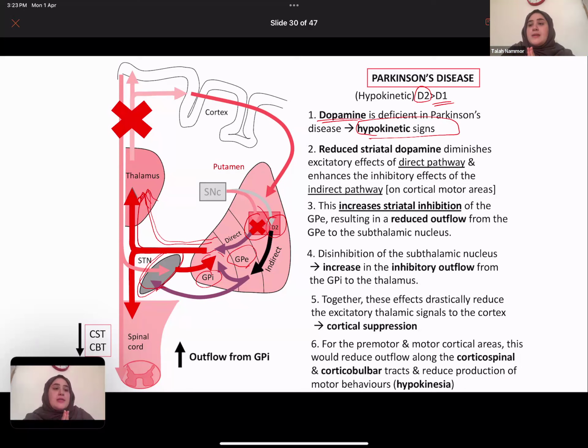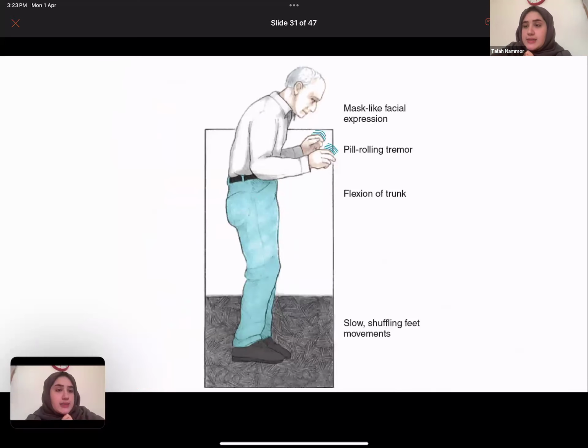So what happens is we're not going to have movement. We're going to have reduced outflow in the corticospinal and the corticobulbar tract, and reduced production of motor behaviors. So it's hypokinesia, or a hypokinetic disorder. Is it clear? So as you can see, he's going to have slow shuffling feet movements. It's going to be so hard to initiate movement. The hardest thing in Parkinson's is initiating the movement. Once he initiates the movement, that's it, he can move on normally.